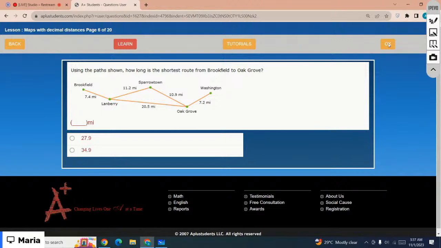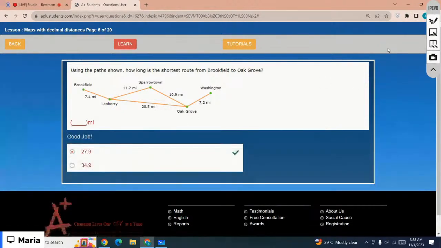Using the path shown, how long is the shortest route from Brookfield to Oak Grove? So you have to calculate the shortest distance from Brookfield to Oak Grove. So here is the Oak Grove, right? You have to calculate the shortest distance from here to here. So I think that would be 27.9. You can go from Brookfield to Landberry and then Oak Grove. So the correct option is 27.9. Got it?